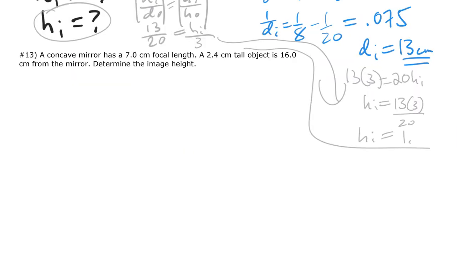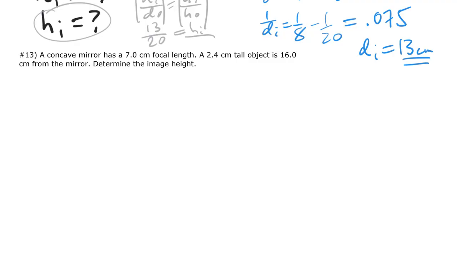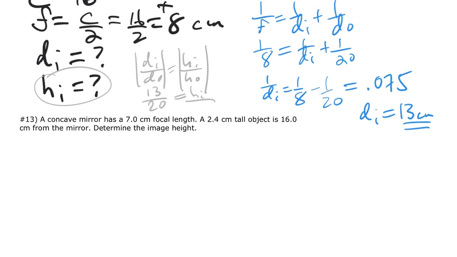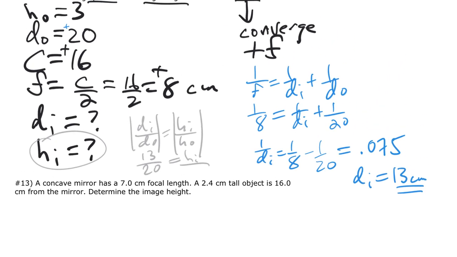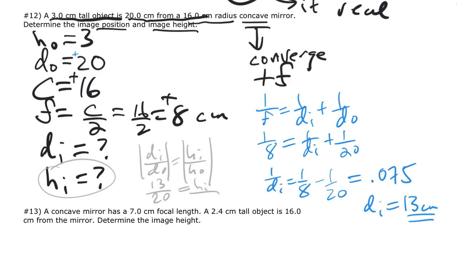And I get 1.95 centimeters tall. So you could tell me that 1.95 is smaller than HO, so the image is smaller. So there's certain things I can say. The image is smaller. The image is real and it's upside down. So you should be able to tell me all those things.